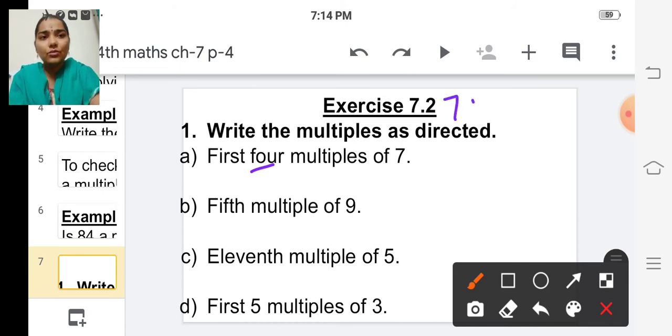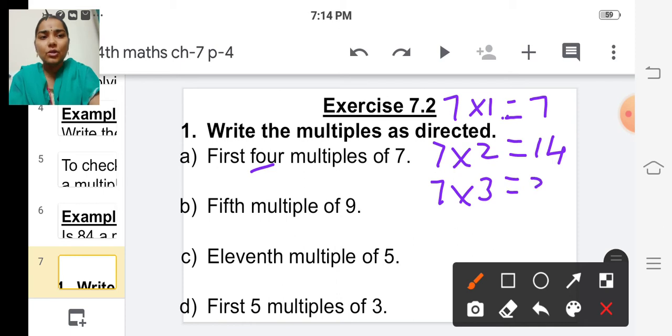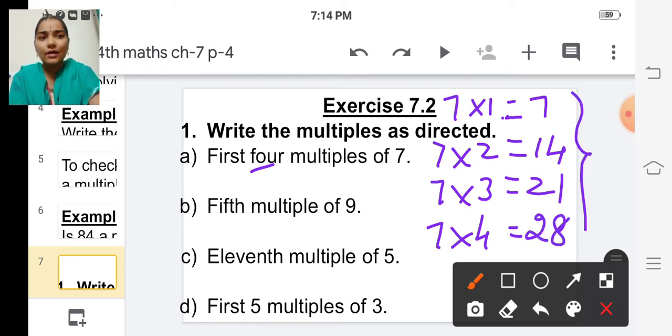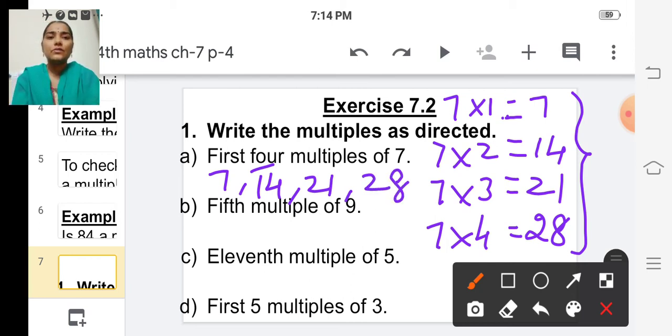So 7 into 1, 7 ones are 7, and 7 into 2, 7 twos are 14. 7 into 3, 7 threes are 21. 7 into 4, 7 fours are 28. So we have found the first 4 multiples of 7. What are they? 7, 14, 21 and 28. So these are the first 4 multiples of 7.